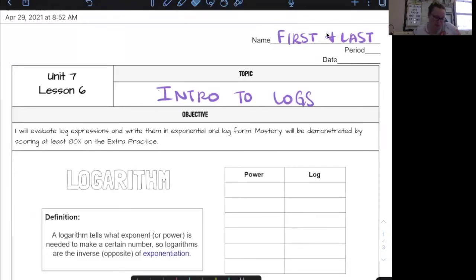Today we're going to be discussing Unit 7, Lesson 6. We have a brand new topic today. We're going to be talking about a thing called logarithms. Don't forget to put your first and last name, period, and the date in the upper right-hand corner.